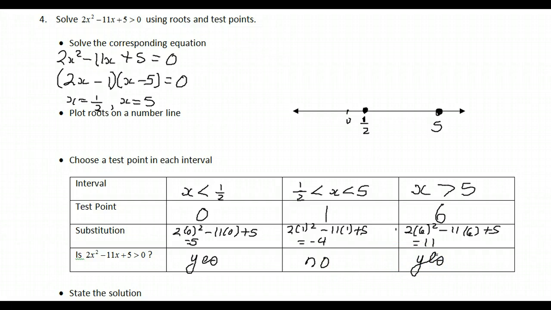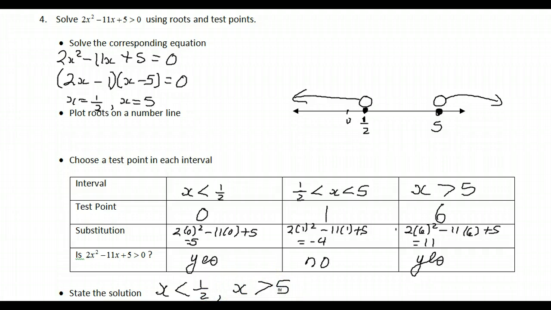So we say yes. So that means that values that are less than 1/2 work. Values between 1/2 and 5 do not. And values that are greater than 5 also work. So this is a drawing of what works, and now we can state this. So x is less than 1/2, x is greater than 5.